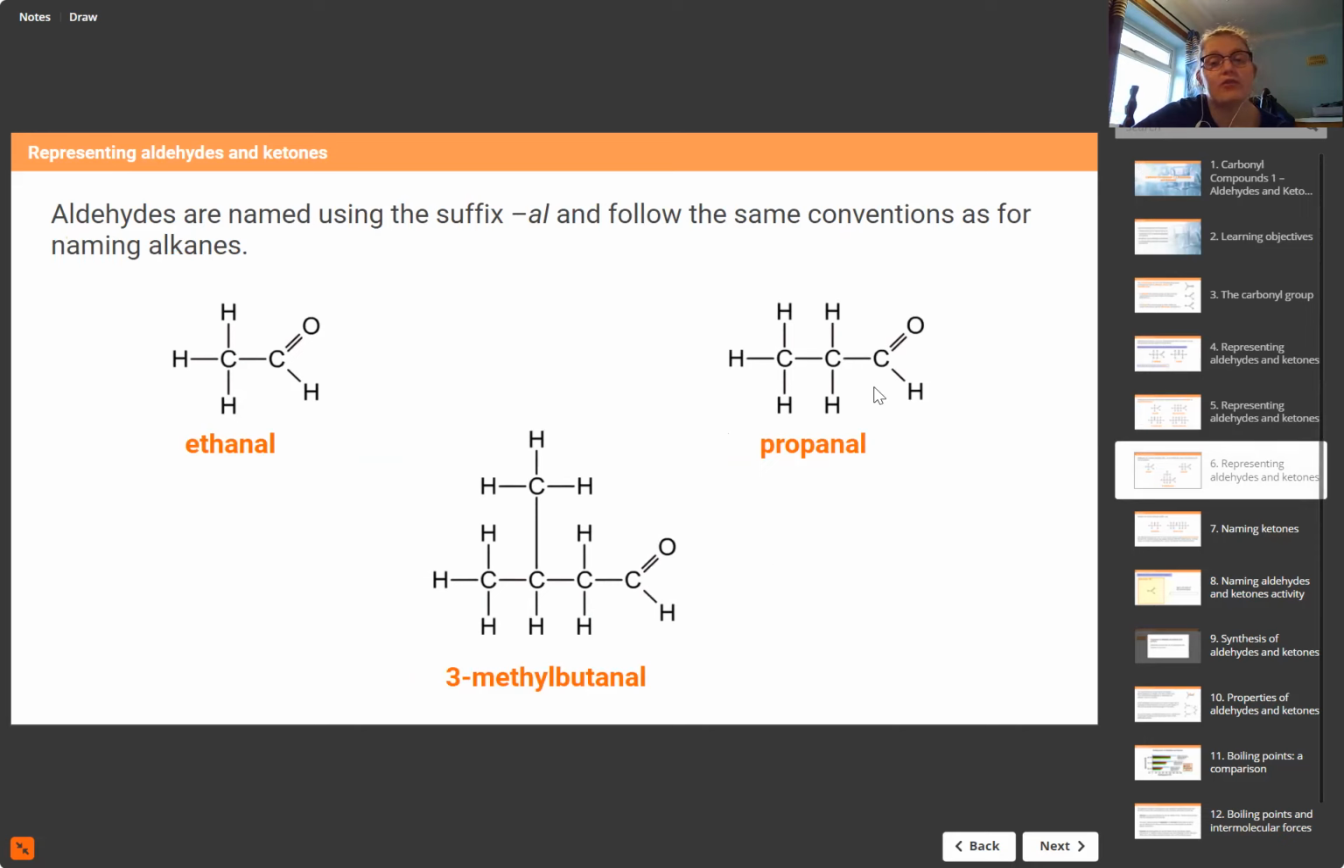Propanal, we've got three carbons, so it's prop, and then al at the end, because again it's an aldehyde. And then this one would be 3-methylbutanal, methyl, because we've got a methyl group attached at the third carbon, and butanal because we've got 1, 2, 3, 4 carbons, and it's al again because it's an aldehyde, so our carbonyl group is at the end of the molecule.